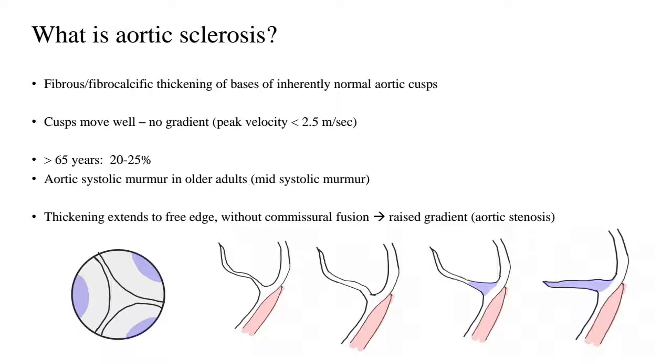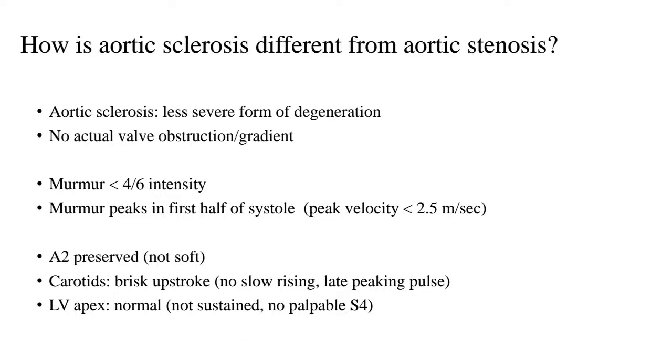But this does not mean that every case of aortic sclerosis has to lead to aortic stenosis. Only some percentage of cases lead to pathological aortic stenosis, which can become severe in a few people. So clinically, how is aortic sclerosis different from aortic stenosis? So essentially, we can look at aortic sclerosis to be a less severe form of degeneration.